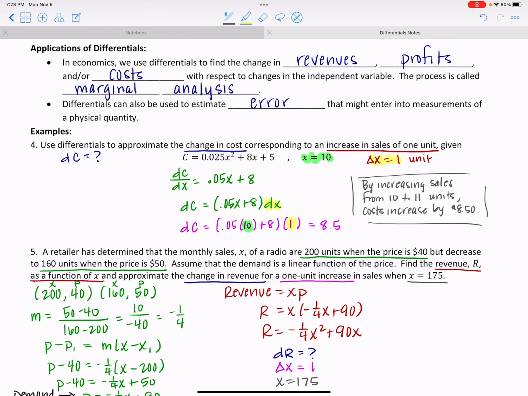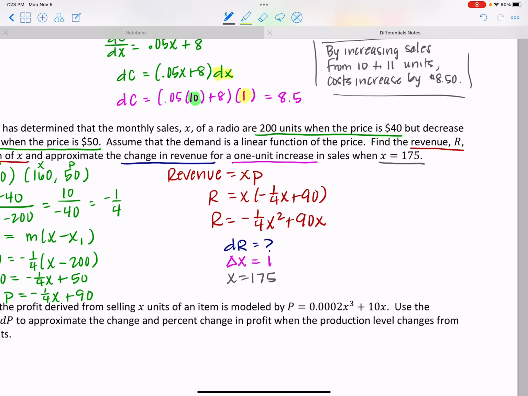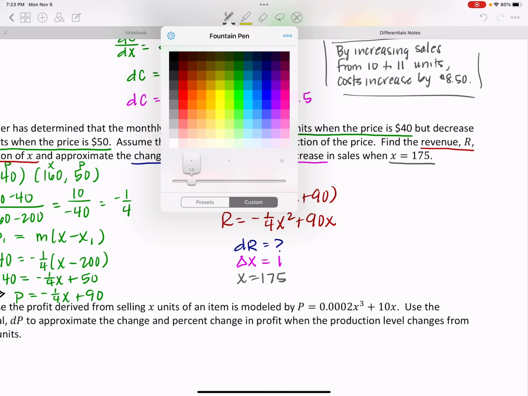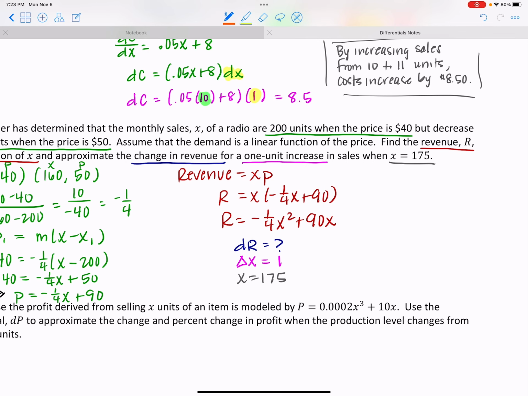Now let's find our derivative. I don't have enough colors. How about this orangey looking color? Okay, so let's differentiate r. We're going to say dr dx, the derivative of r with respect to x. Negative 1/4 times 2 would be negative 2/4, which will be a negative 1/2. And x to the first, plus the derivative for 90x is just going to be 90. And then to solve for dr, we know we're going to multiply dx over. So negative 1/2 x plus 90 multiplied by dx is our formula.